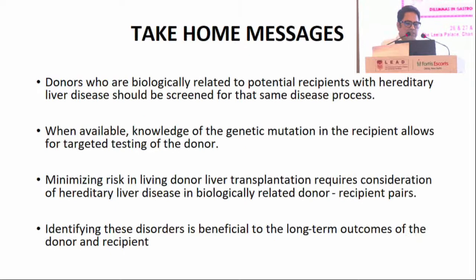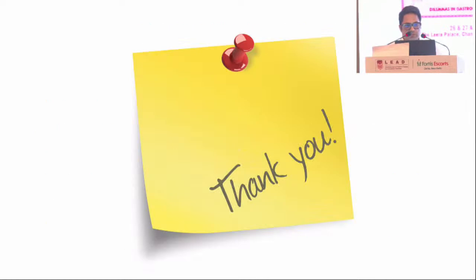So the take-home message is that donors who are biologically related to potential recipients with hereditary liver disease should be screened, and it should be kept in mind that they might be affected subtly in the liver before transplanting. When available, knowledge of genetic mutation is very important. Minimizing the risk in living donor liver transplant requires consideration of hereditary liver disease in biologically related donor and recipient pairs. Identifying these disorders is beneficial to long-term outcomes of the donor as well as recipients. Thank you very much.